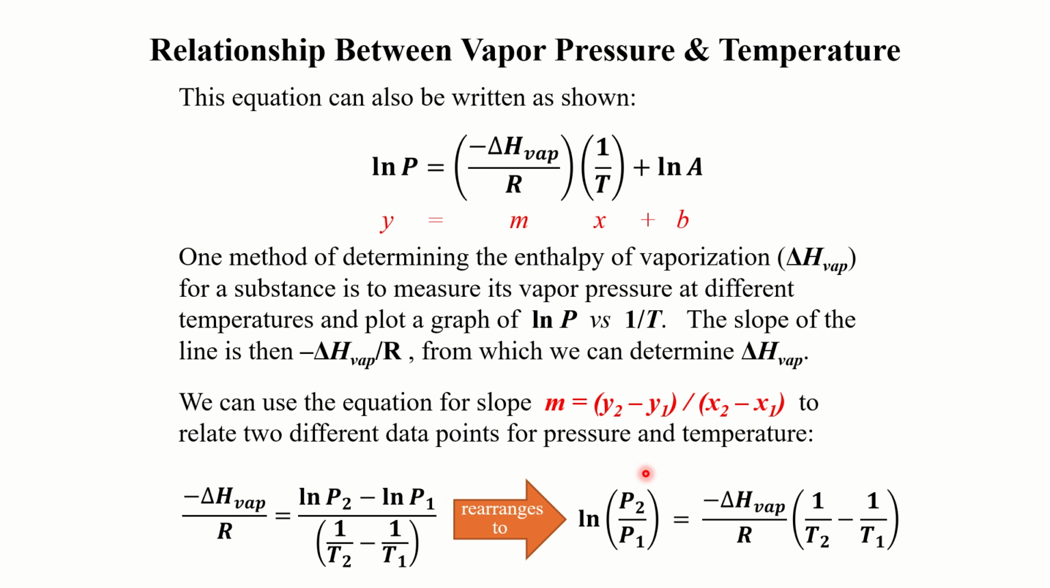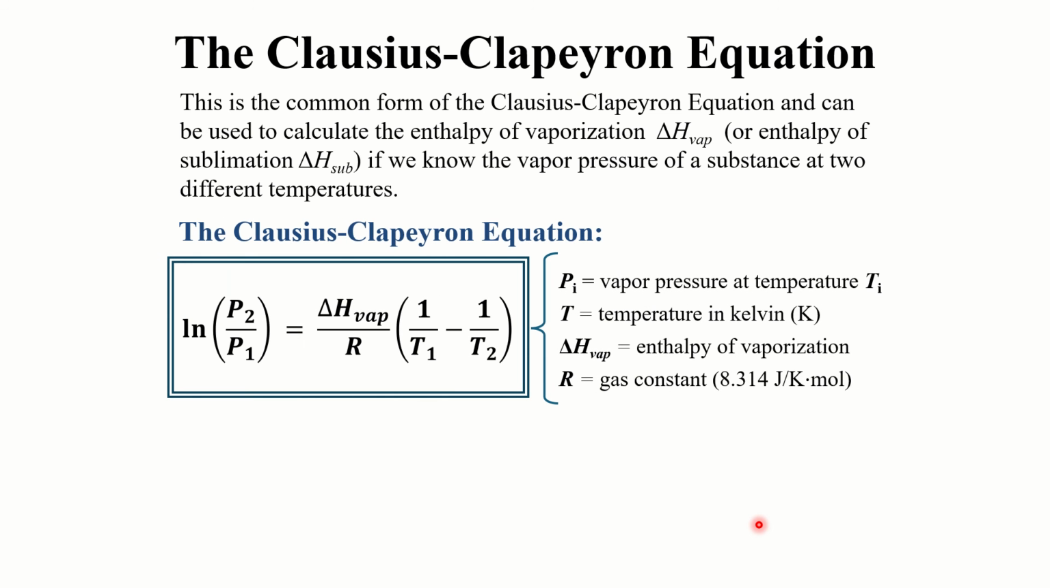We're going to rearrange this. So what I did here is I took this and I multiplied it from the right to the left, and that leaves natural log of P2 over P1. I recombine these into one natural log equals negative delta H vaporization over R, parentheses 1 over T2 minus 1 over T1. So you will often see a version of the equation that looks like this. The version I'm going to use is this one right here. This is called the Clausius-Clapeyron equation.